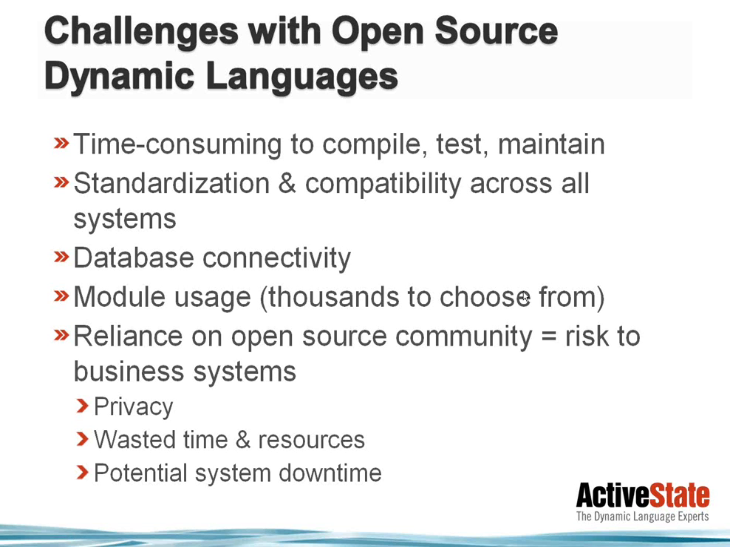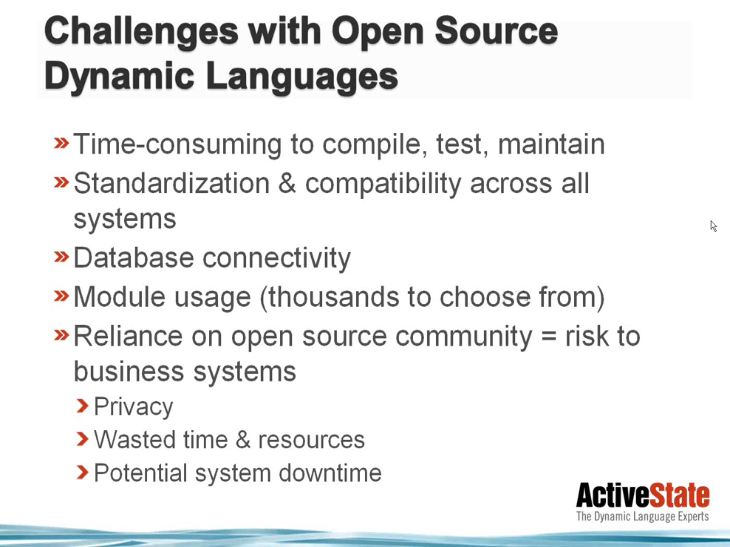Another key challenge that we see, and this one's a biggie, is the modules. As you know, with an open source dynamic language, there's a core version of it, and then there's a whole bunch of modules around it that support it. Those modules come from a variety of different authors in the open source community, and there are thousands to choose from, whether it's Perl, Tcl, or Python. So how do you know which ones to choose? I mean which ones work and are reliable. And then there's the other thing of licensing with these modules, which I'm going to get to in a minute.